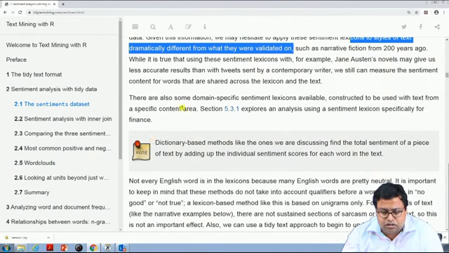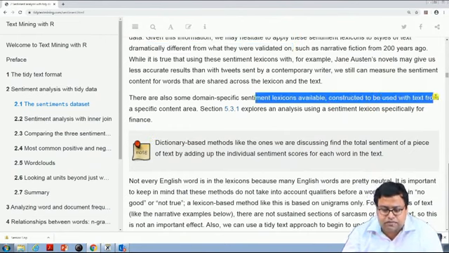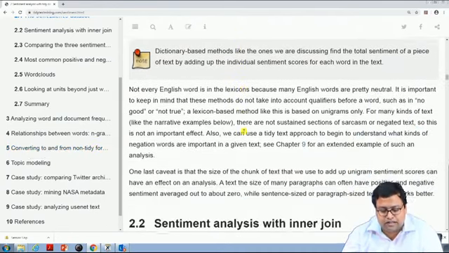There are also some domain specific sentiment lexicons available, constructed to be used with text within a specific content area. Section 5.3.1, at a later point of time you will be dealing with that. So, right now I am not focusing on that.